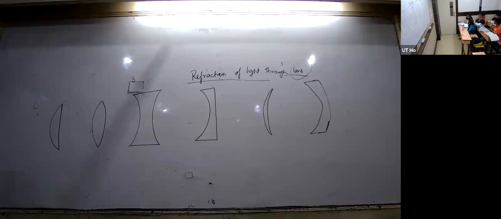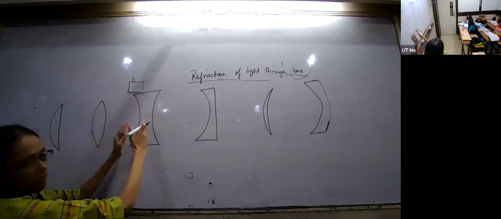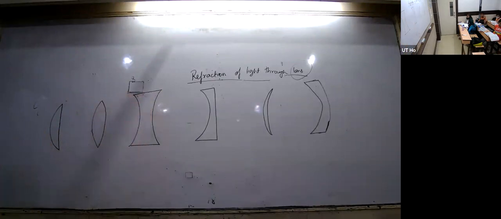So how do we define lens? Lens is a transparent medium bounded by curved surfaces on both the sides. The curved surface can be bulging outwards or it can be curved inwards. Now let's name them.